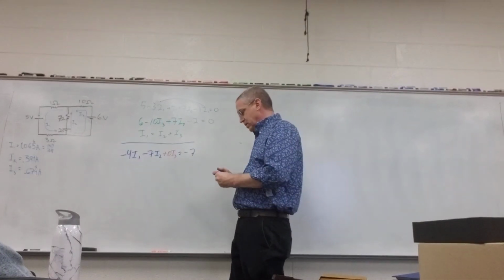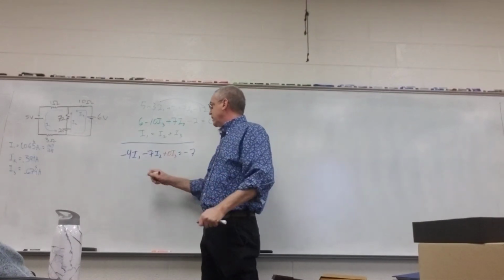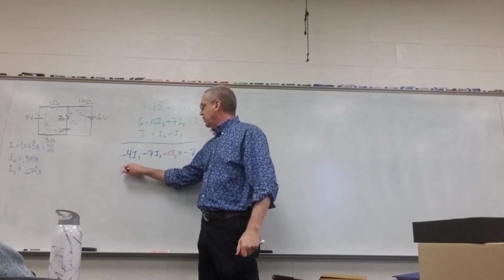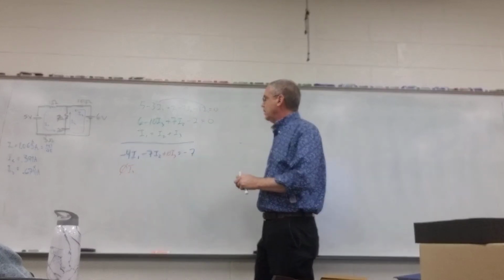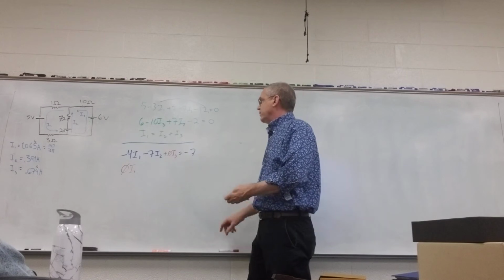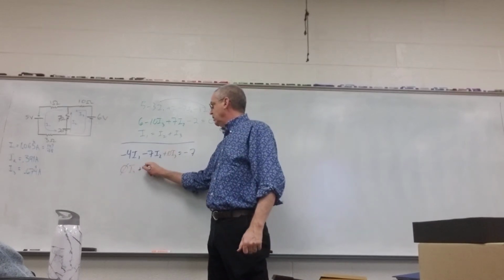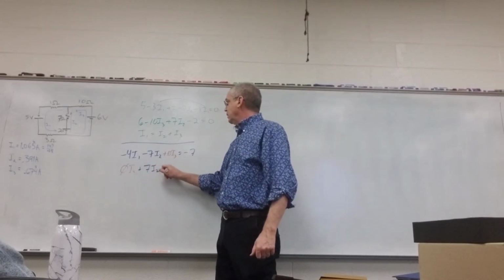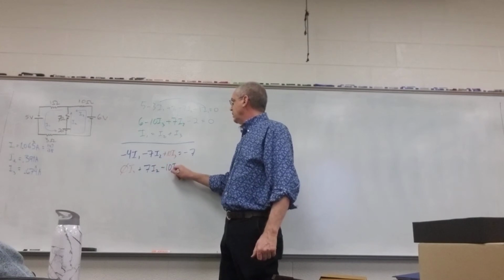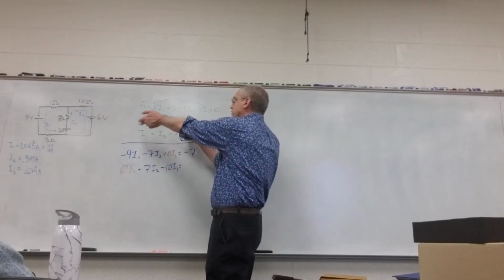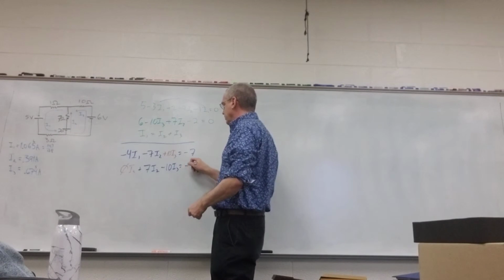Next equation. I don't have any I1s in the next equation, so that's a 0i1. Then I have 7i2 minus 10i3. And then I have 4 here, which I'll take over to the right-hand side, so it equals negative 4.